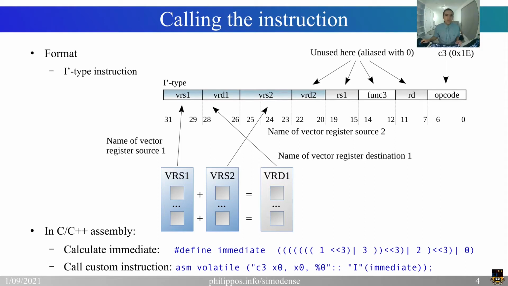On the bottom, we show how these can be called from inline assembly in C or C++ programs. First, we calculate the immediate field that contains the register names. In this example, VRS1 is 1, VRS2 is 2, VRD1 is 3, and the other destination register is aliased with 0. Then we use this value to call the custom instruction C3 with minimal modification to the GCC toolchain.